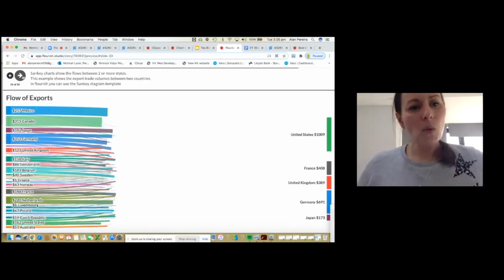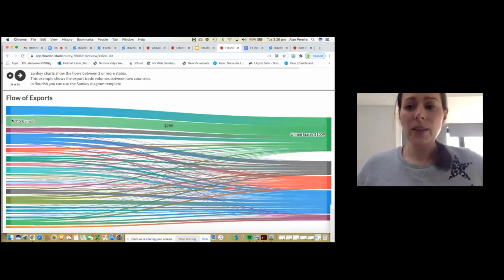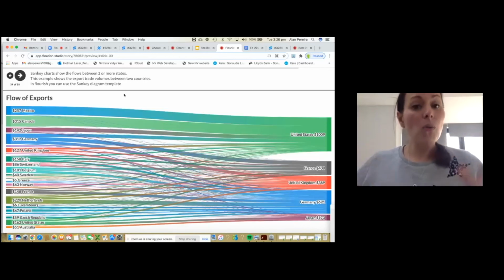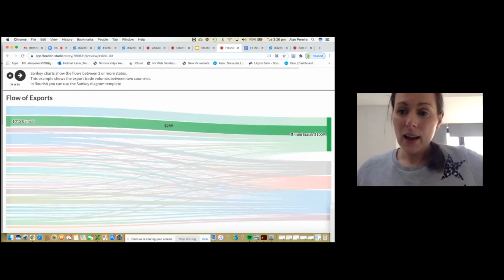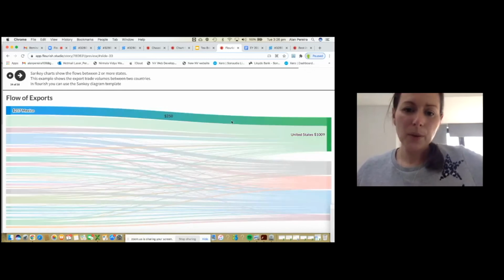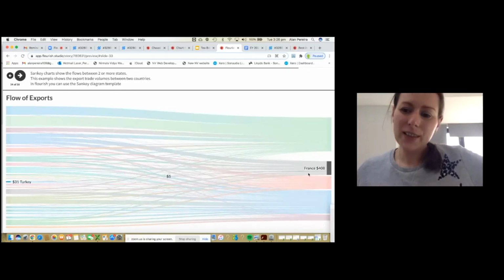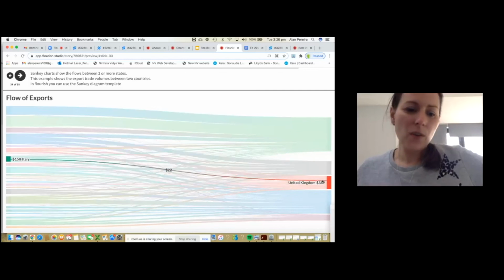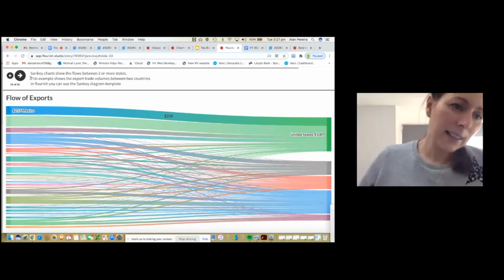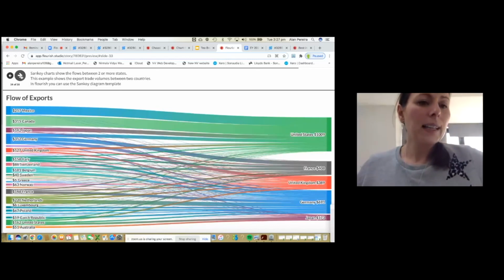So the first one is a Sankey chart. This shows the flows between two or more states. So you could add another step in, a bit like the slope chart. This particular example is showing export trade volumes between two countries. And you can see the total amount to the US by all its component countries. And it's nice, you can hover on the different elements to see where they flow to, and then interact in this interactive Sankey.